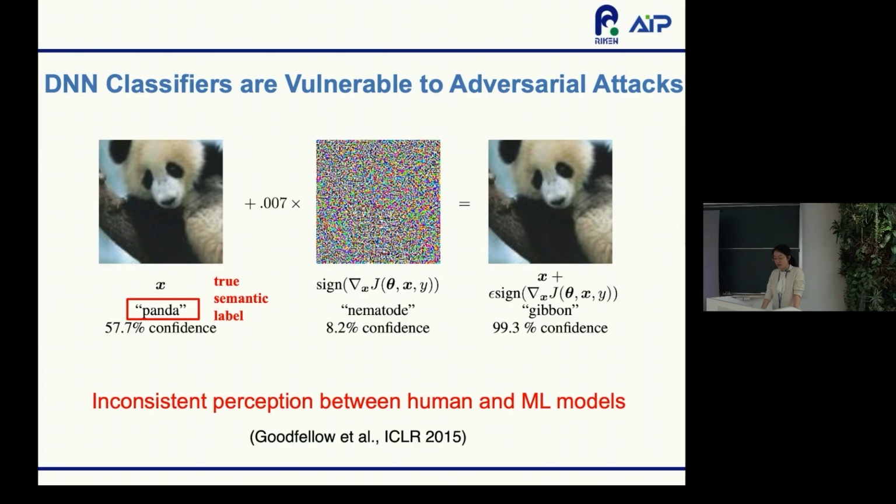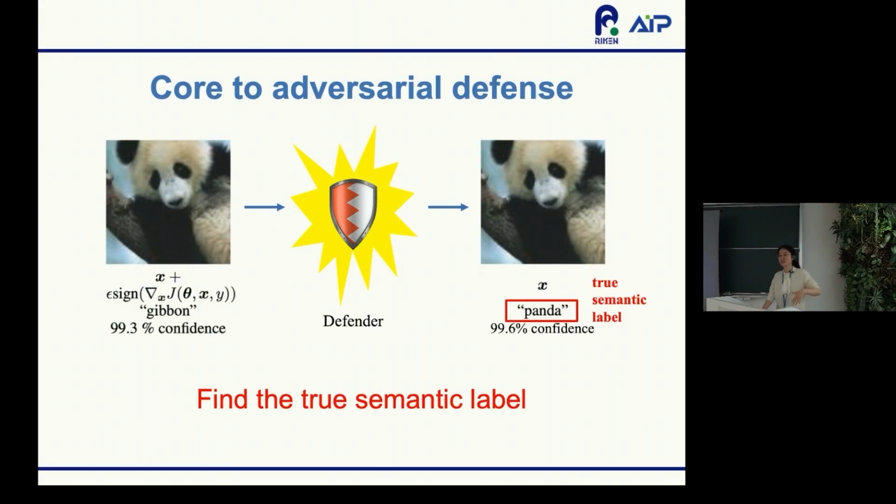So one important thing for us to address today is how to avoid this vulnerability of deep learning classifiers using generative models. Before we move on, I want to highlight the key to avoiding this vulnerability of deep learning models towards adversarial attacks. The core idea is to find the true semantic label within this adversarially attacked example.